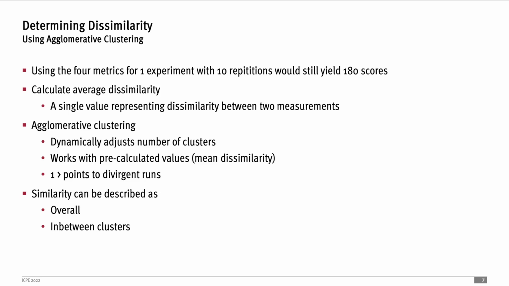And what we then do is use agglomerative clustering, which is an advantage because it dynamically selects the number of clusters. So we do not have to specify a number of clusters we would like to have, as with k-means, for example. And it works with pre-calculated values, so we can use the mean dissimilarity that we've calculated before. If we see that there is more than one cluster in the experiment, we can definitely see that there were some divergent runs there.